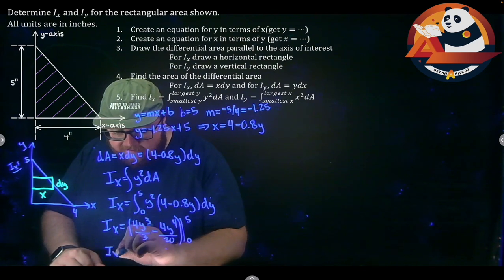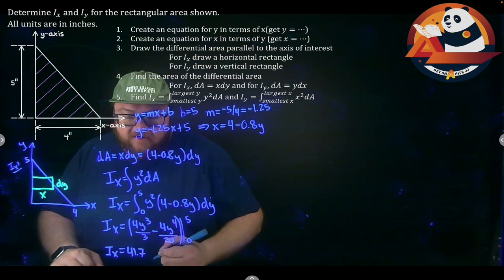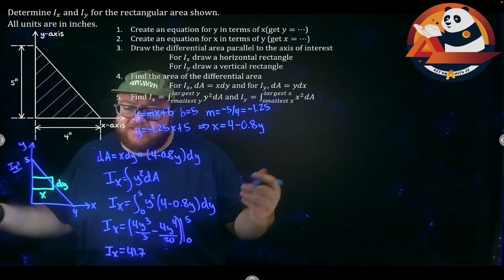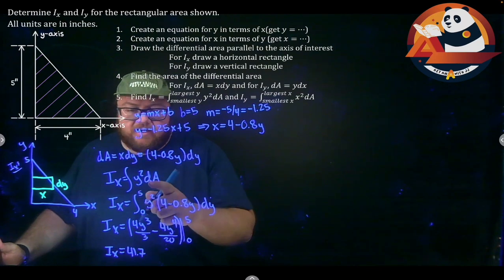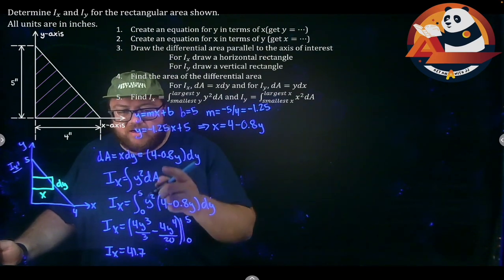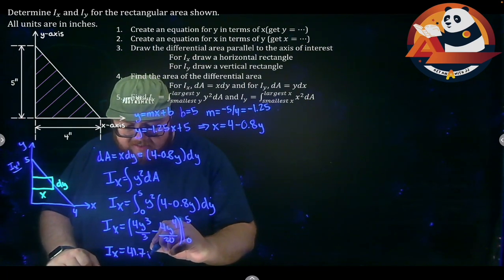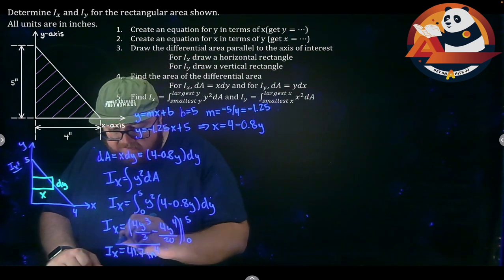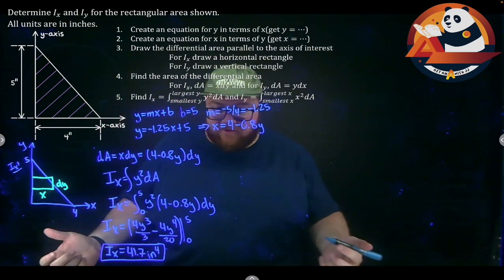Ix equals 41.7. If we think of our units, these don't make sense. Don't get hung up on this. I have a y distance squared times an area. That'd be a square distance. Distance squared times a square distance will get me distance to the 4th. So inches to the 4th. The units here, don't try to wrap your head around that. It's not going to work out great for you.